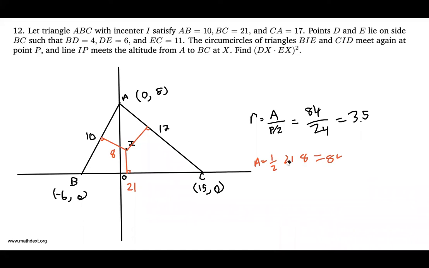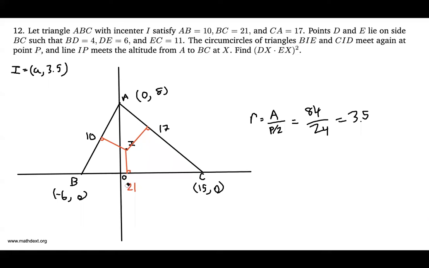How is the length of the inradius going to help us? Well, now we actually know the y coordinate of I, and the reason is because side BC is on the x-axis. So if the inradius is 3.5, that means this distance is 3.5 here, meaning that the y coordinate of I is 3.5. So let me write this down. I has y coordinate of 3.5, but we don't know the x coordinate, so we'll just call it little a for now: (a, 3.5).